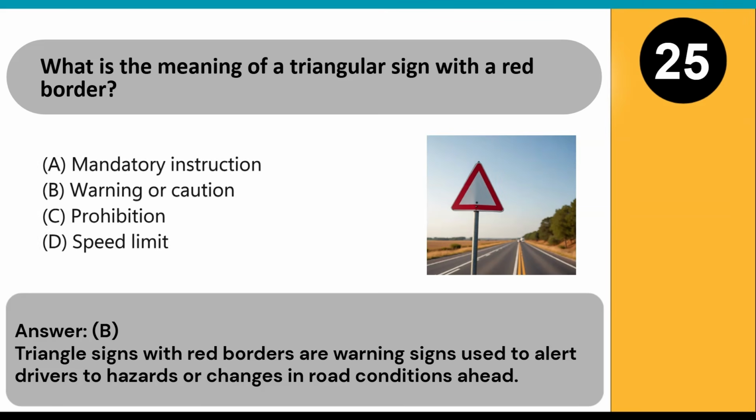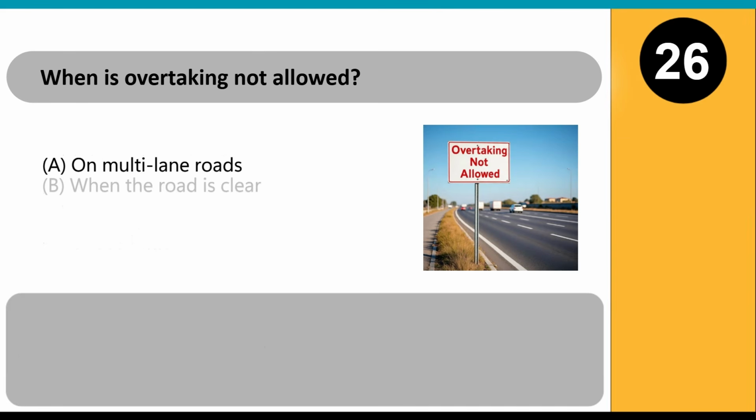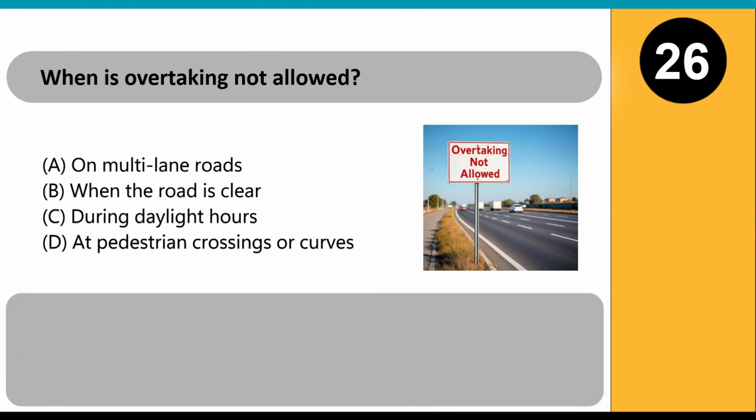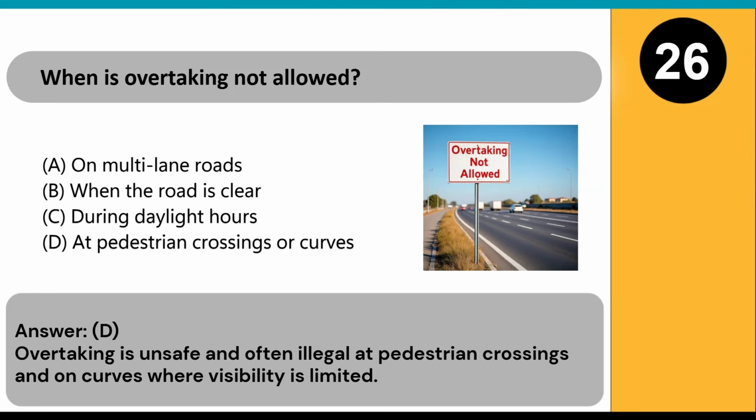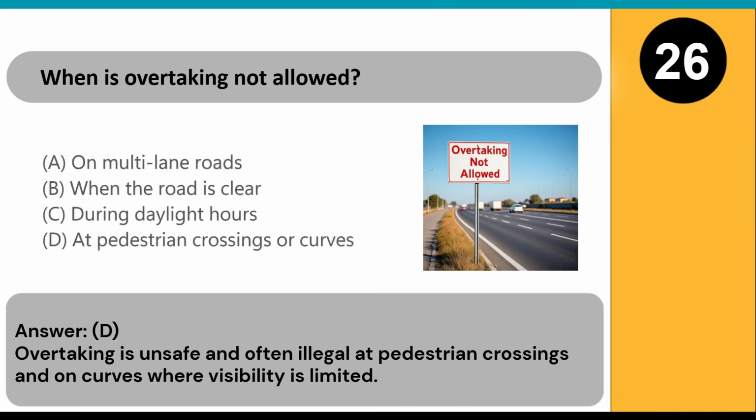When is overtaking not allowed? A. On multi-lane roads. B. When the road is clear. C. During daylight hours. D. At pedestrian crossings or curves. Answer: D. Overtaking is unsafe and often illegal at pedestrian crossings and on curves where visibility is limited.